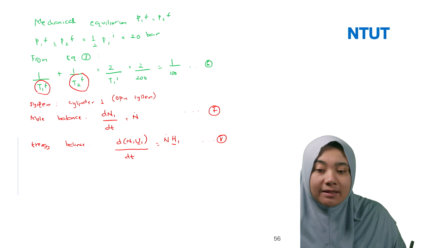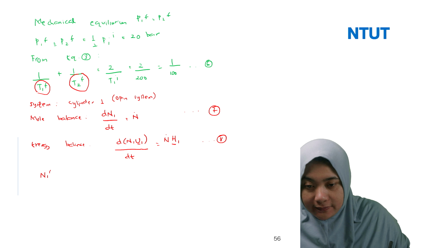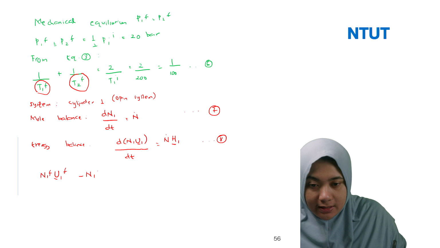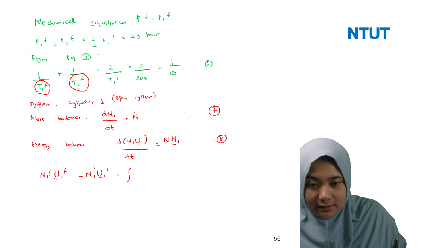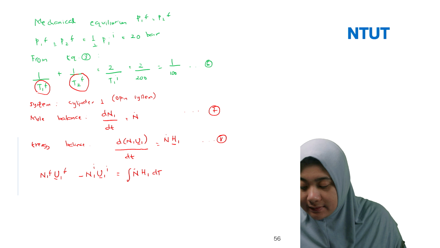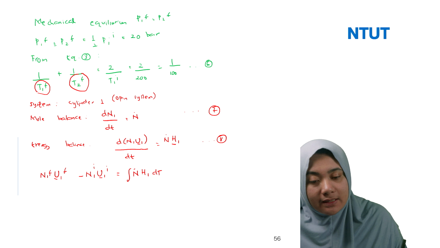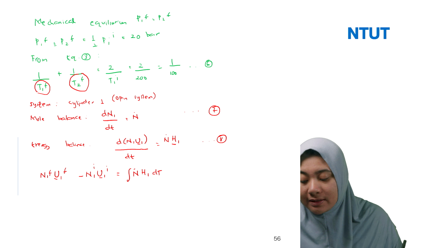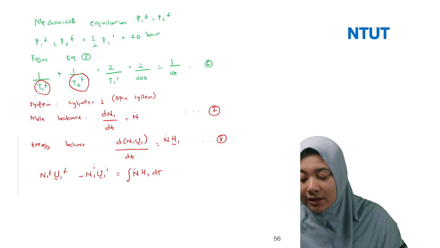Then we do the integration of these equations. The energy balance integral: we have N1 final U1 final minus N1 U1 initial, equal to the integral of N dot H1 dt. But you see that H1 is not constant. So if we solve this way it is more challenging, because it depends on the temperature, and the temperatures change. T1 and T2 are not the same. So what can we do?